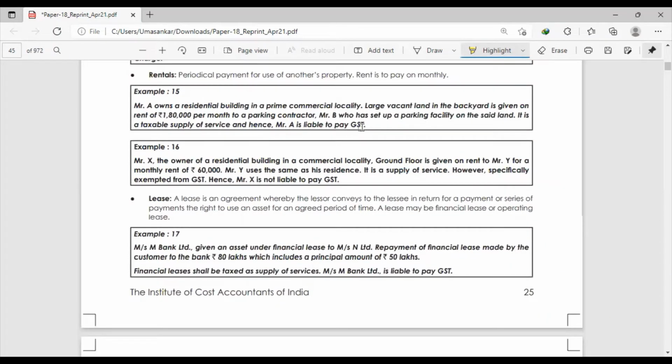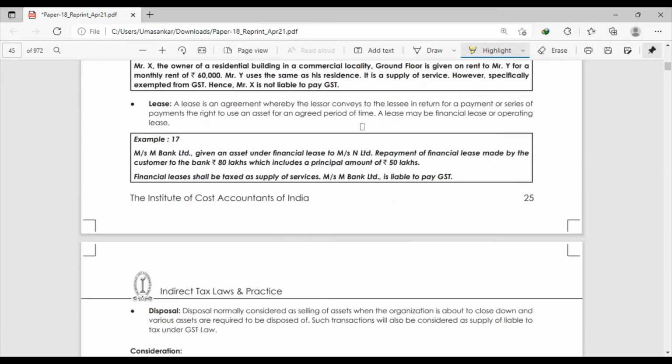Periodical payments for use of another property is called rent, paid on a monthly basis. Monthly we pay for a property we have taken on rent; we have to pay the rental. That is also a common rent supply.